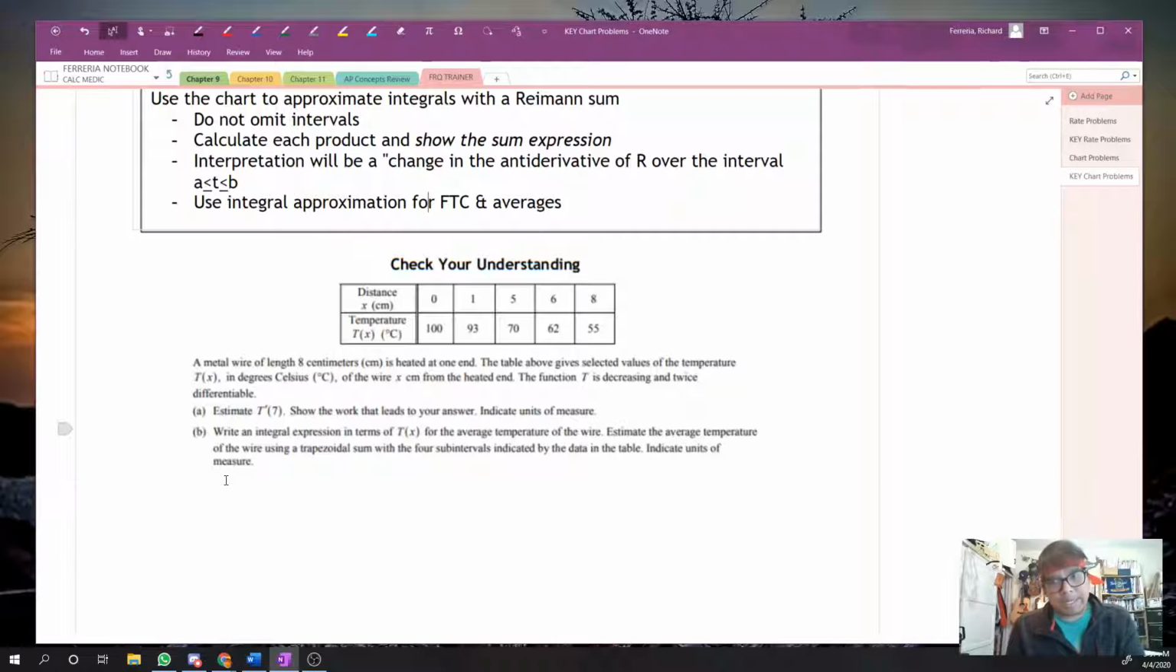So first of all, estimate T prime. We just did that, right? If you want to estimate T prime, you're going to take the 2 points closest to it and just calculate the slope. So where is 7 closest to? Well, 7 is closest to 6 and 8. So we're going to use 6 and 8 and their corresponding T values, 62 and 55. Go ahead and write that up.